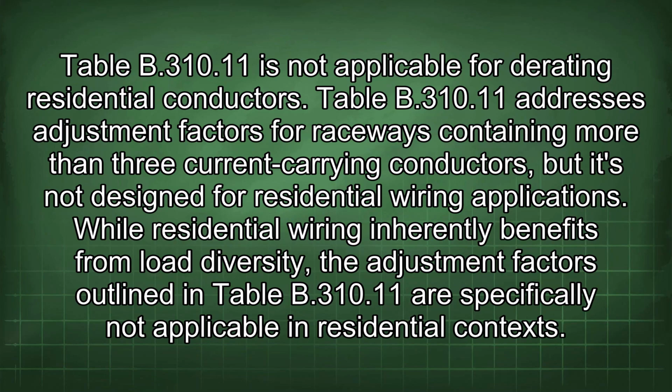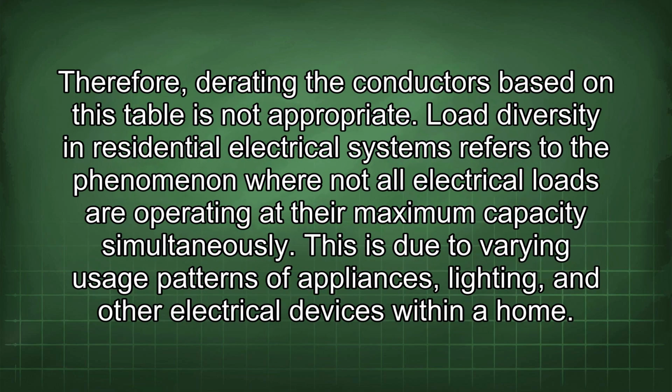Table B.310.11 is not applicable for derating residential conductors. Table B.310.11 addresses adjustment factors for raceways containing more than 3 current carrying conductors, but it's not designed for residential wiring applications. While residential wiring inherently benefits from load diversity, the adjustment factors outlined in Table B.310.11 are specifically not applicable in residential contexts. Therefore, derating the conductors based on this table is not appropriate.